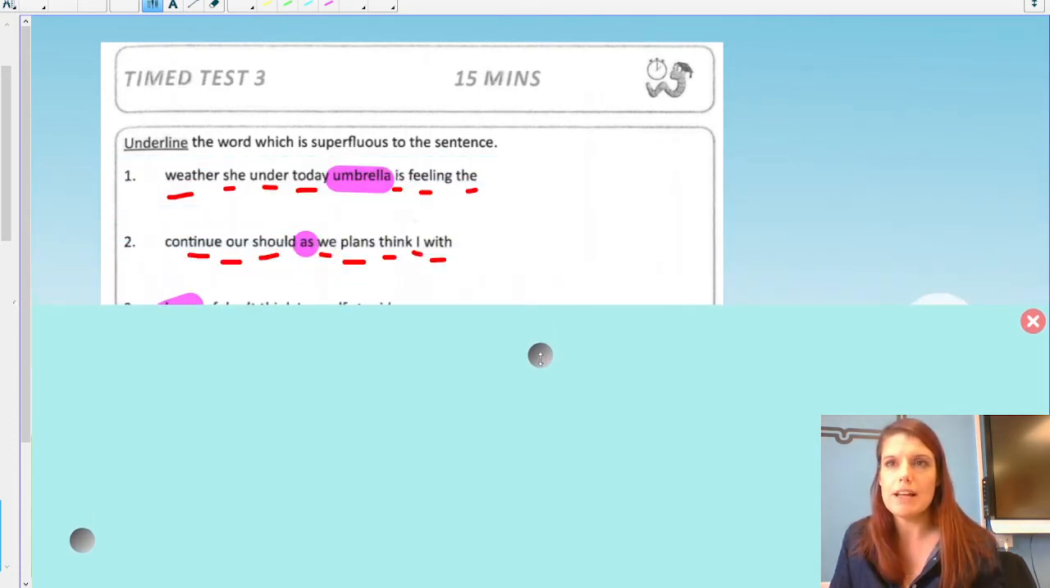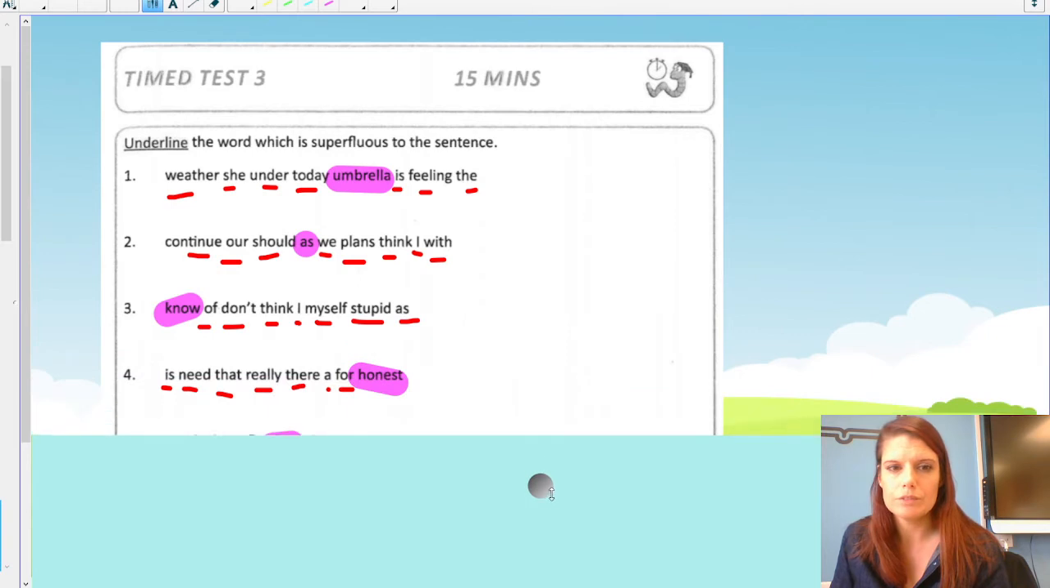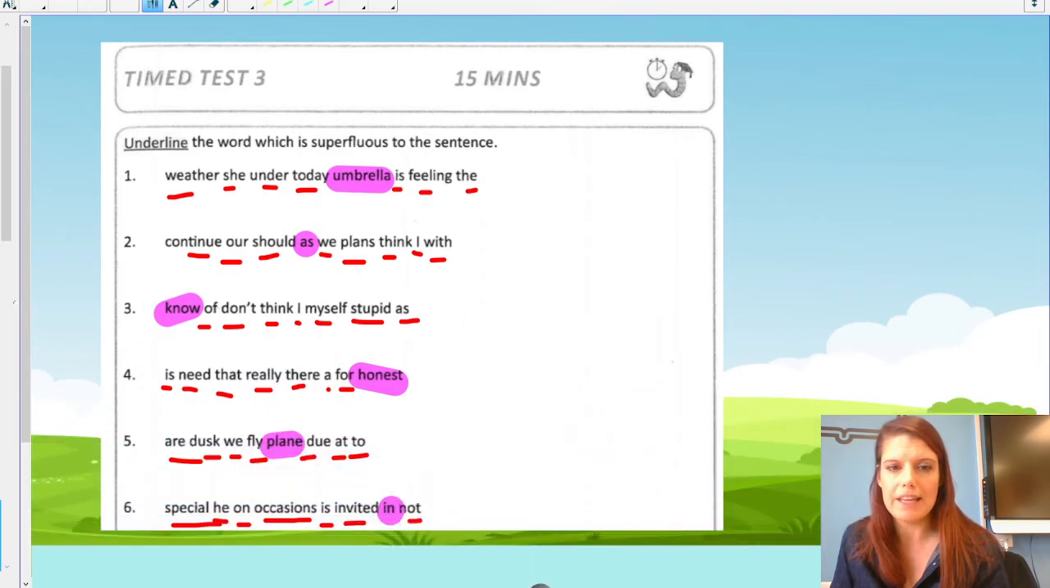So we had umbrella, no, honest, plain, and in. She is feeling under the weather today. We should continue with our plans, I think. Or I think we should continue with our plans. I don't think of myself as stupid.